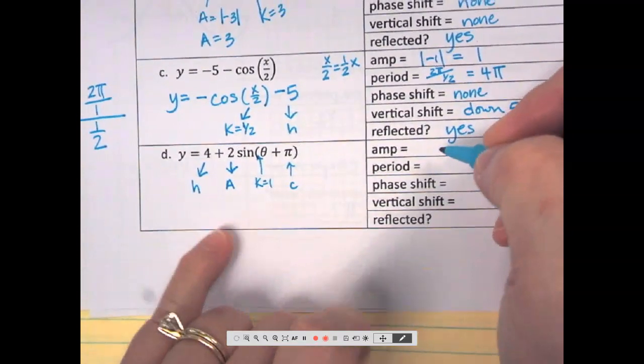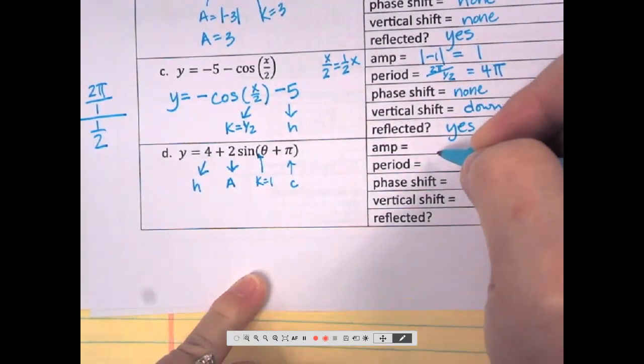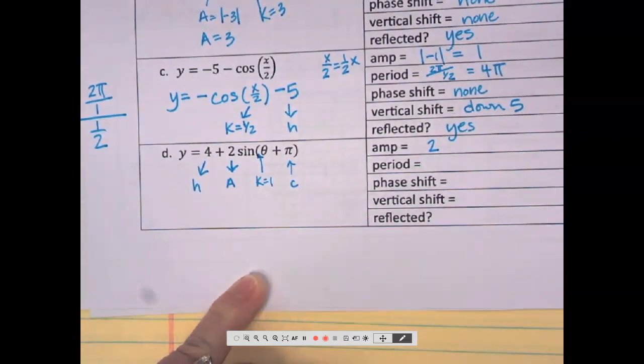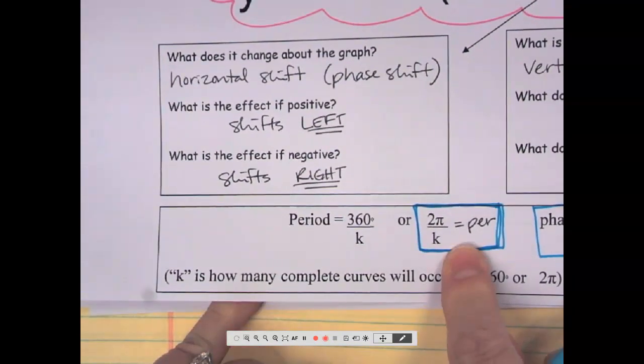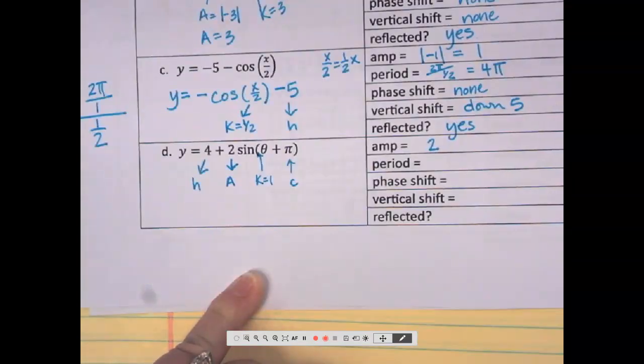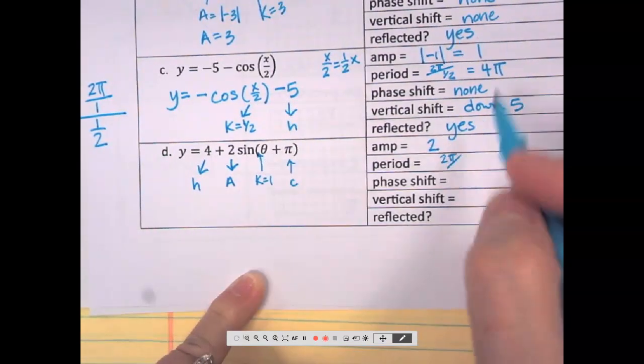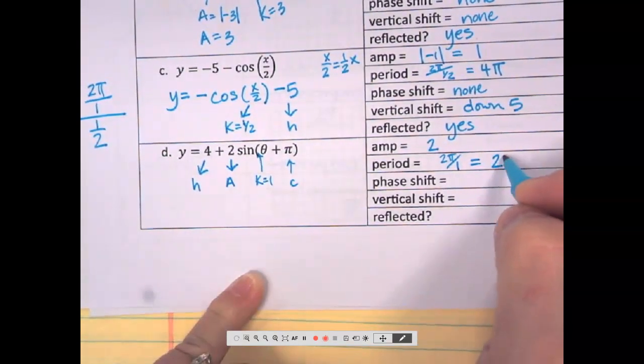Amplitude. 2. How will I find the period? Remember, period is 2 pi divided by k. 2 pi divided by 1 is just 2 pi.